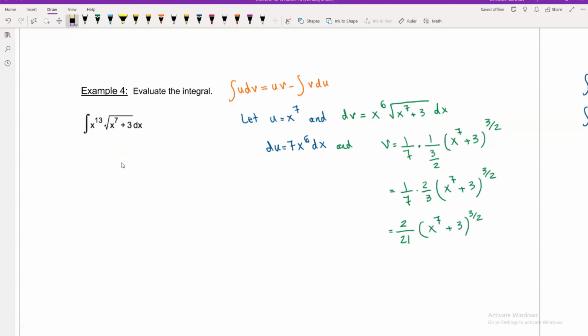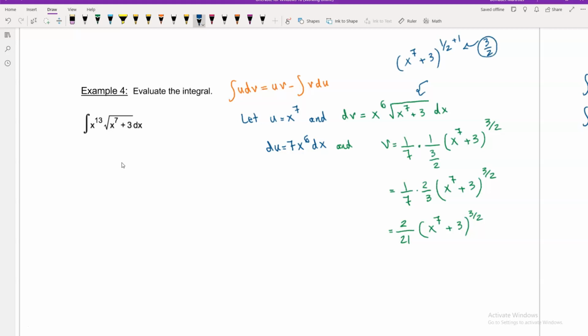Now based on that, du is equal to 7 times x to the 6th power times dx, and v is equal to 1 over 7 times 1 over 3 over 2. So 3 over 2, how did I get that one? Here, because of having a square root, that part, x to the 7th power plus 3, has power 1 over 2. So finding v, we have to add 1. We're going to have 1 over 2 plus 1, so the power will be 3 over 2.